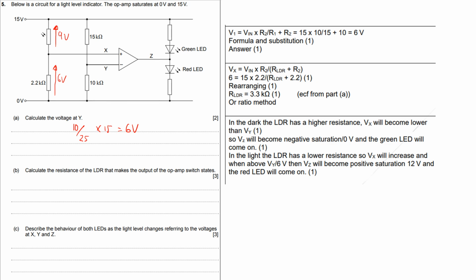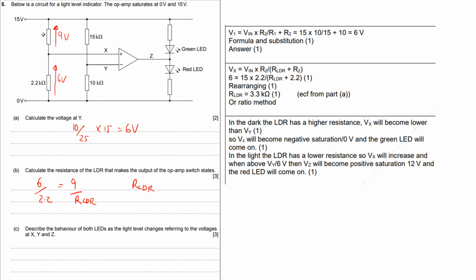3.3. However, if the values are a bit difficult, then just quite simply the current through the first bit equals the current through the second bit, the resistance that we don't know, resistance LDR. Okay, there's one unknown there. Rearrange the equation.